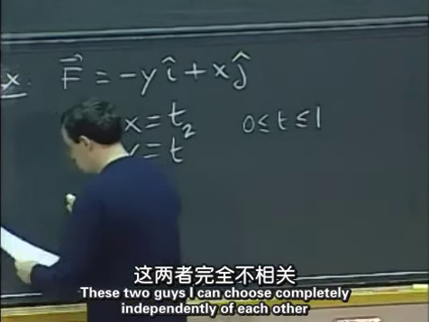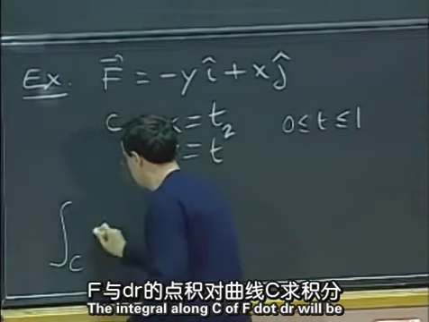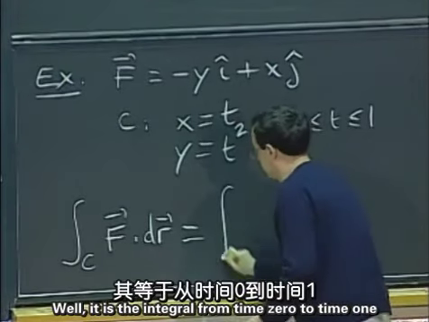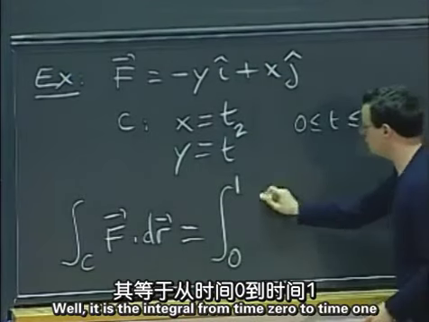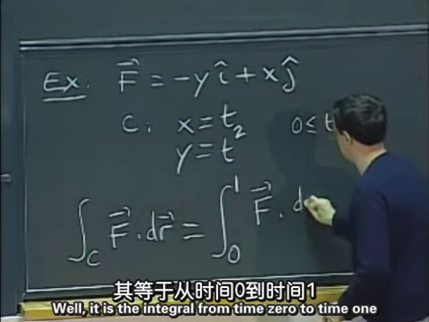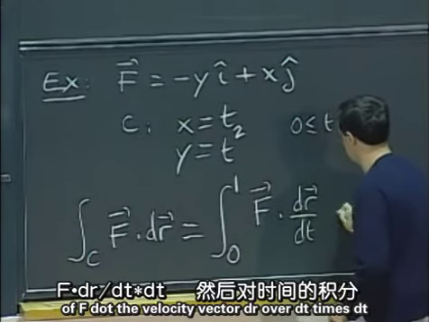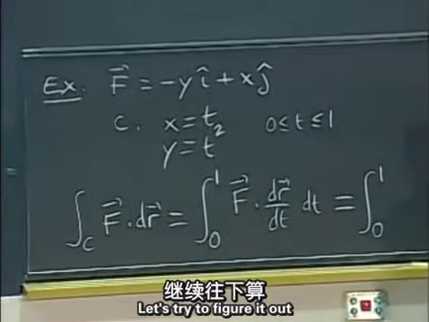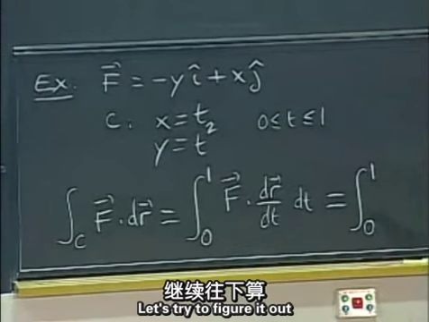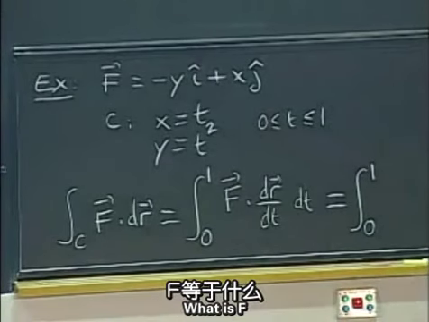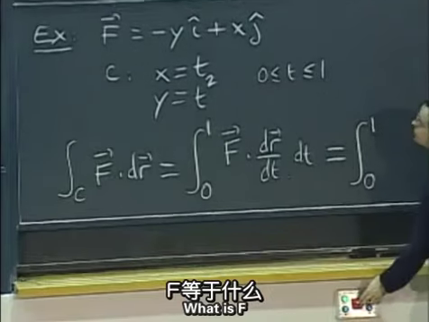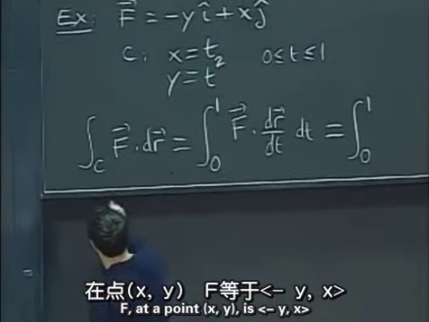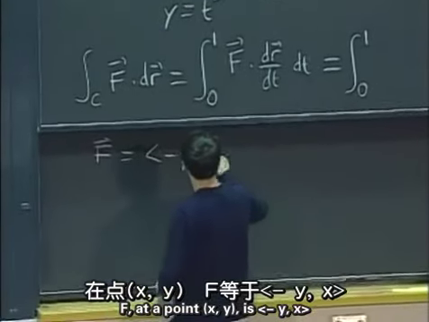So the integral along C of f dot dr will be the integral from time 0 to time 1 of f dot the velocity vector dr/dt times dt. So that will be the integral from 0 to 1 of... okay, let's try to figure it out. So what is f? F at a point (x, y) is (-y, x).